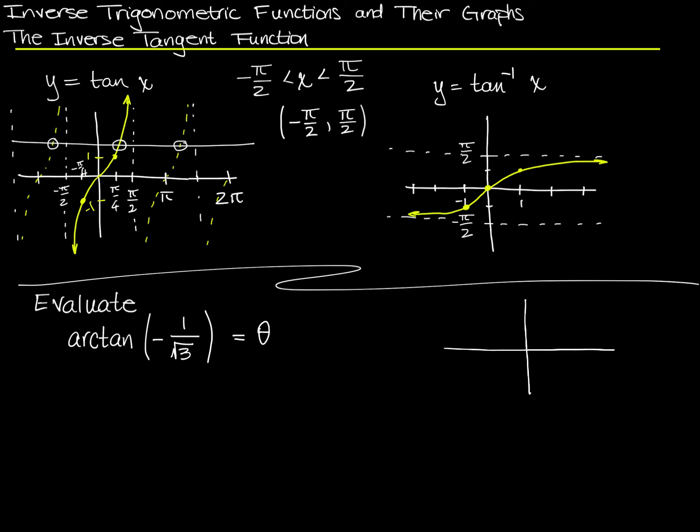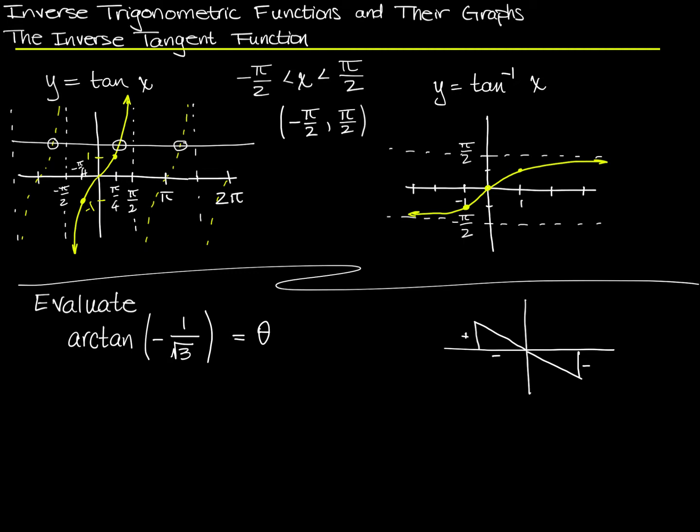Remember that tangent is opposite over adjacent. So there are two places where I might have an opposite over adjacent that's negative. If I have an opposite here, which is positive, over an adjacent that's negative, I could be in quadrant 2, and that would give me a negative tangent value. Or I could be in quadrant 4, where my opposite would be negative, but my adjacent would be positive. So that would give me a negative tangent value also.